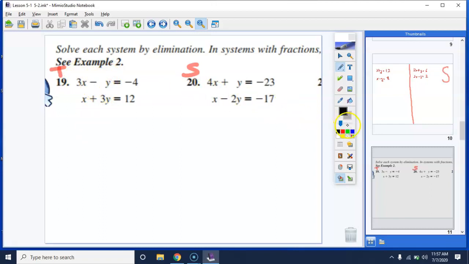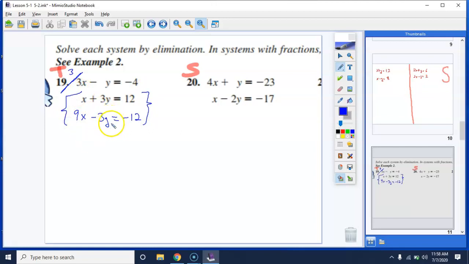That's why I'm going to multiply the first one by 3. Every single term should be multiplied by 3. Let's see what we got. 3 times 3 should be 9x, right? 3 times negative y should be negative 3y. 3 times negative 4 should be negative 12. So let's work with these two equations right now.